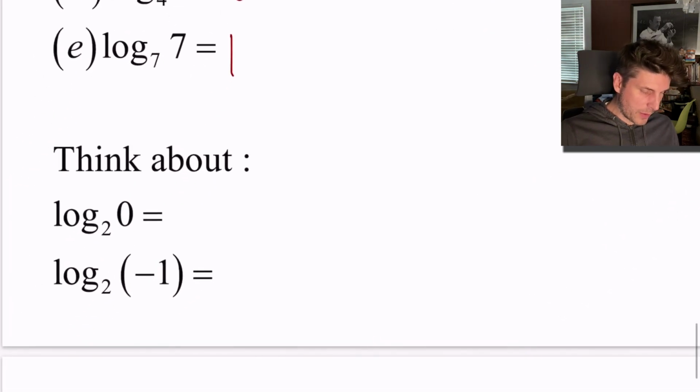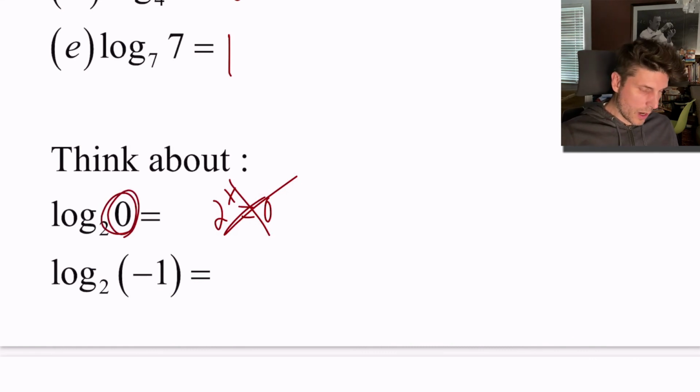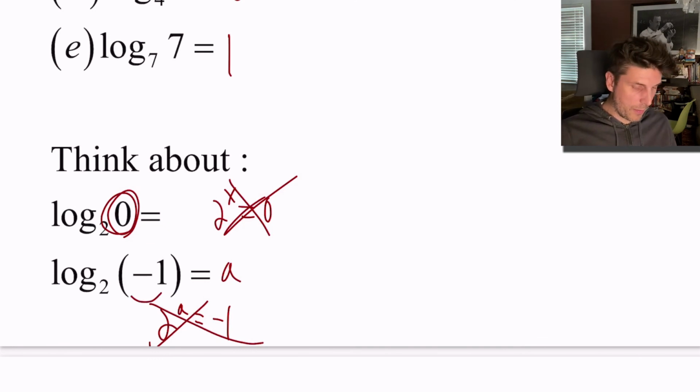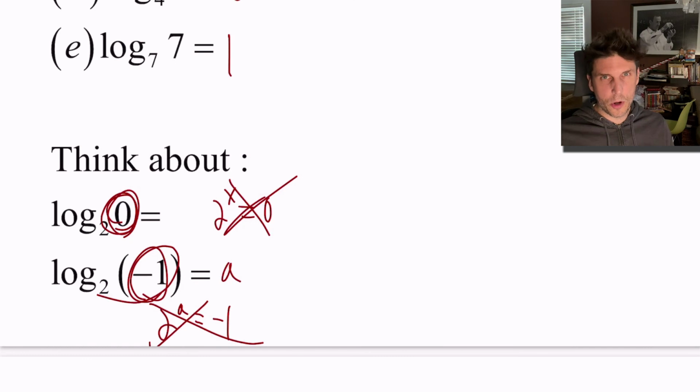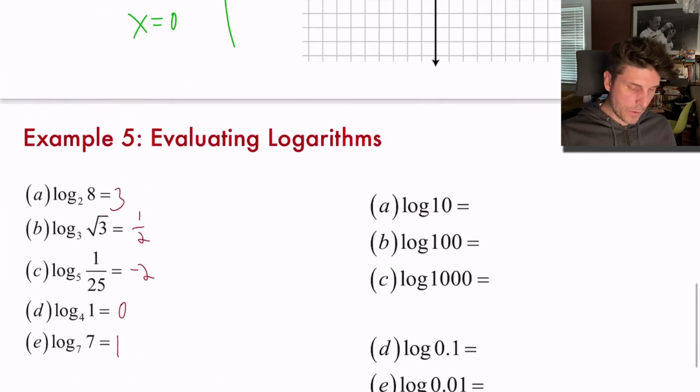They want us to think about this. 2 to what power equals 0? That doesn't happen. So impossible. And that also violates our domain rule. Likewise, 2 to what power equals -1? Again, that's impossible. Both of these violate that domain that we spoke about before. So the domain for any logarithmic function must be greater than 0. And that's why. All right, moving on.